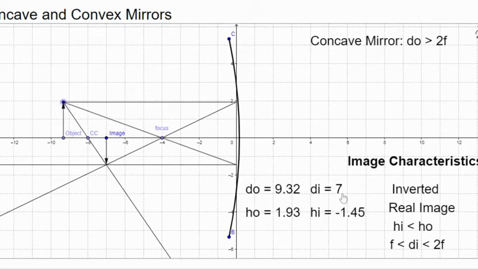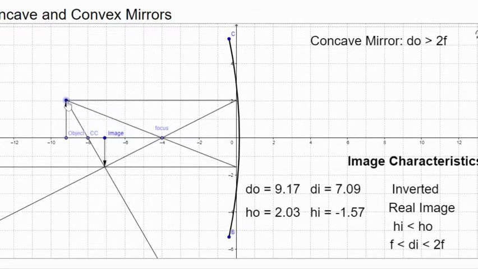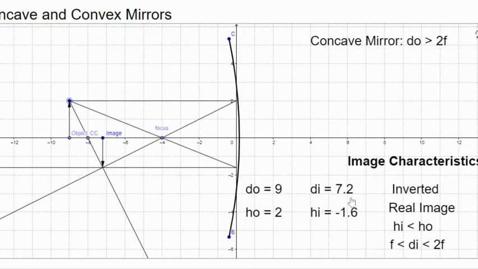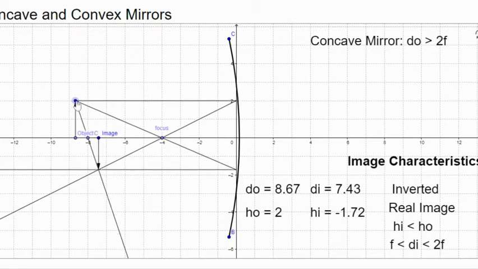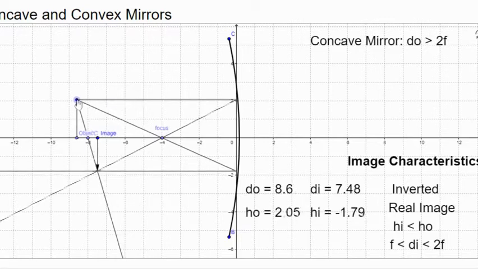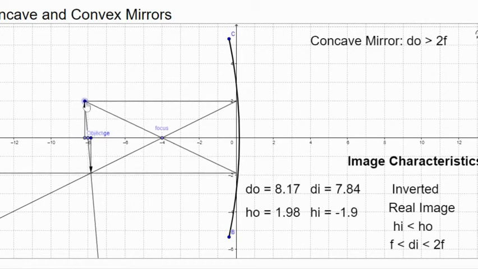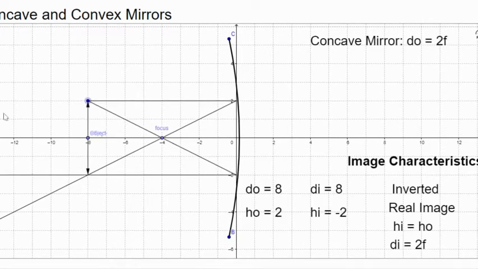Right now, the image distance is 7. All right, now watch as I move the object closer. Now it's 7.2. The image height is 1.6. Again, negative because it's inverted. Watch as I move the object closer. The image height is 1.7. This continues to happen until the object is located precisely at the center of curvature. And you saw it almost snap into place when that happened.